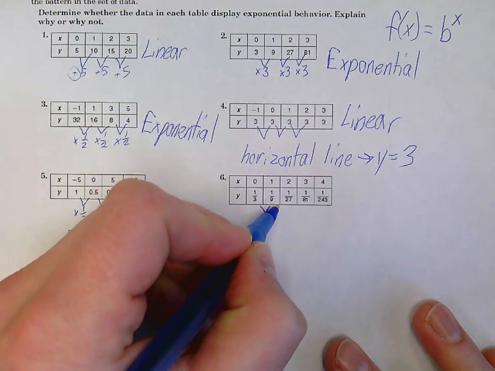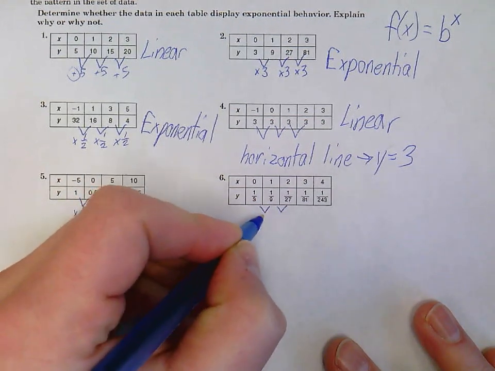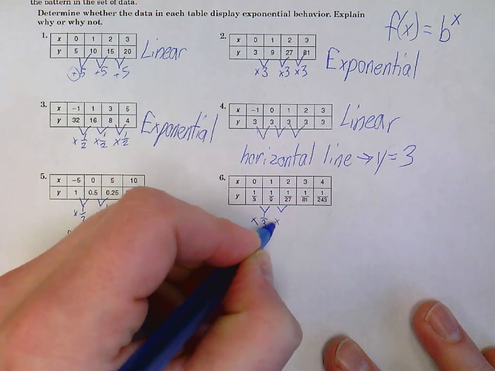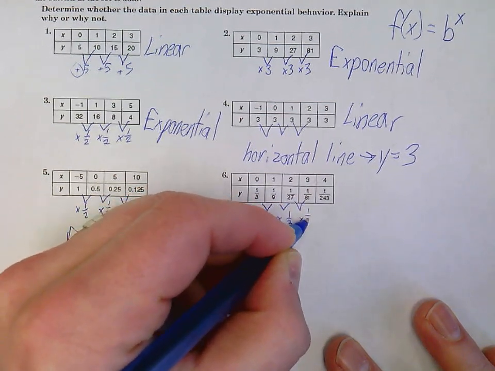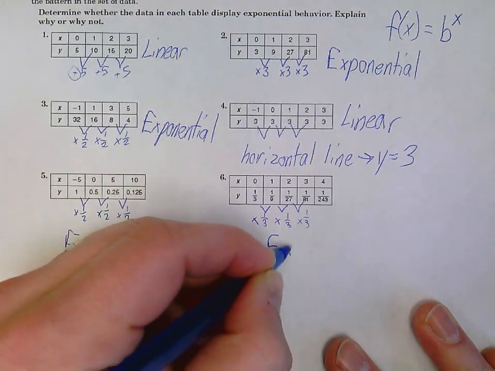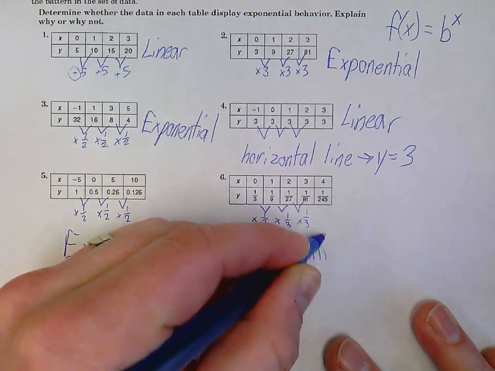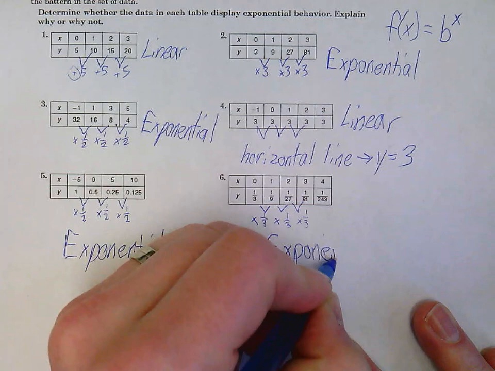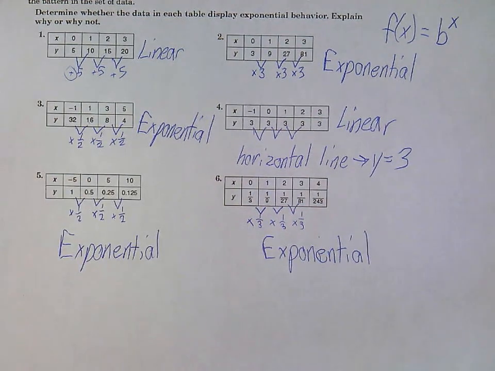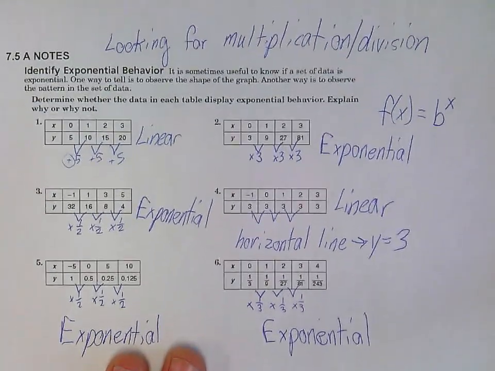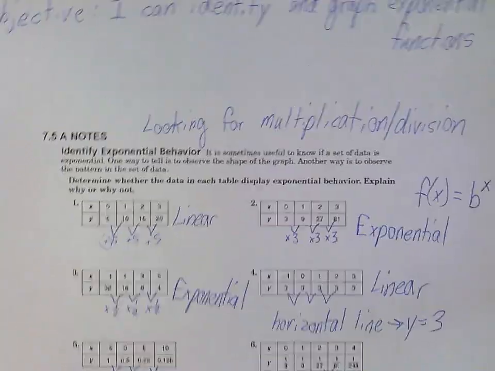Finally, what are we doing? Oh, it looks like we're multiplying times 1/3, times 1/3, times 1/3. We are exponential again. So those are just some examples of how you can identify whether something is exponential or not, or linear, or we'll throw quadratic in there soon.